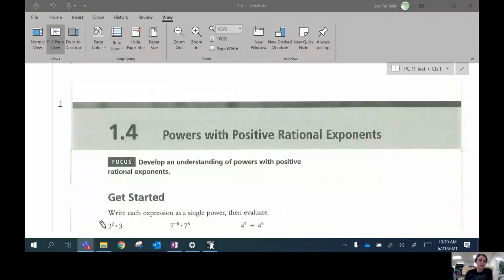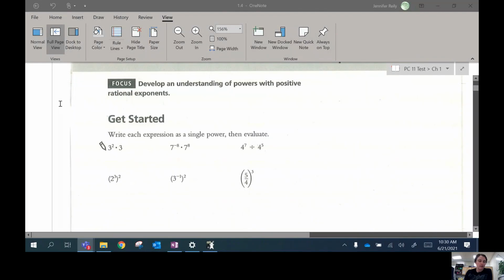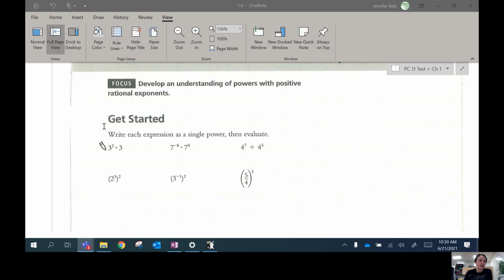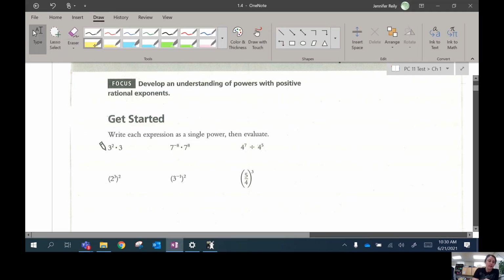4, which is powers with positive rational exponents. Before we start, we are going to review some of the exponent laws we learned back in grade 9 and 10. So let's have a look down here, and we're going to evaluate some of these.